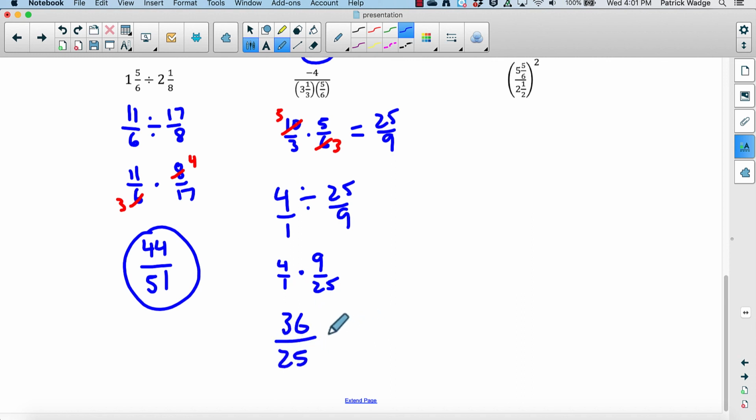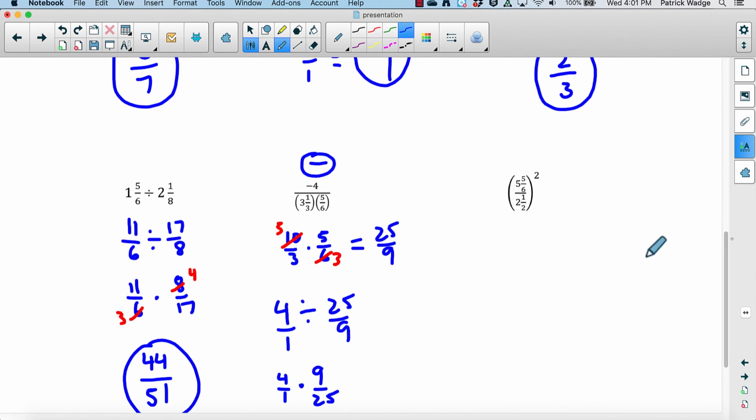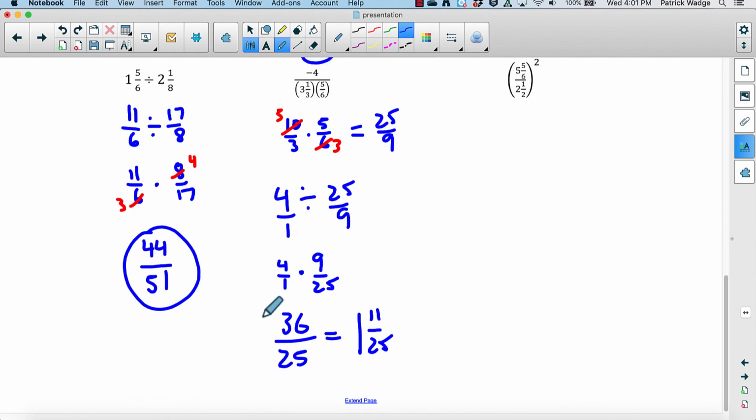And we're done. Want it in mixed? How many 25s go into 36? 1 with 11 left over. Done. Or are we? What was the sign of this one? It was negative. Make sure you don't forget. It'd be so sad to get it wrong after all that work. So negative and negative, either one of those are good.